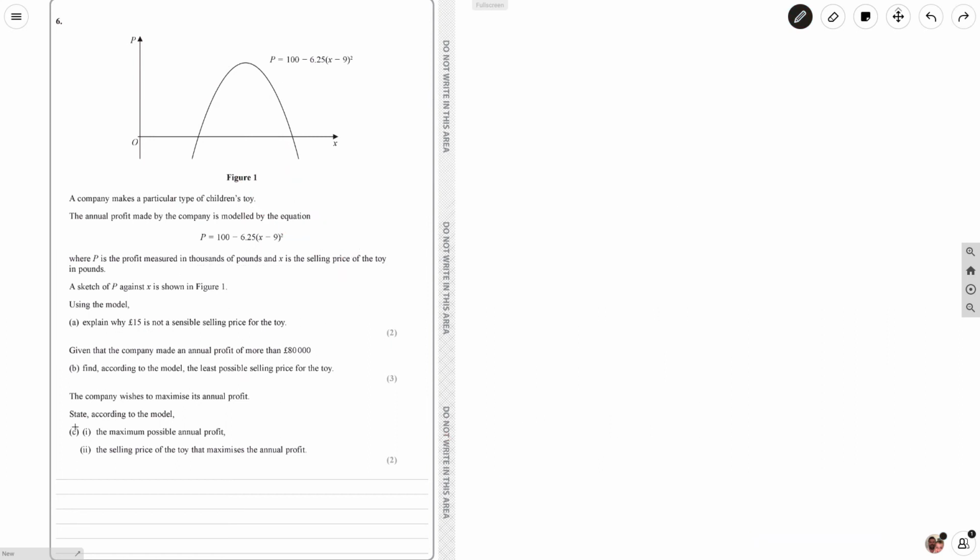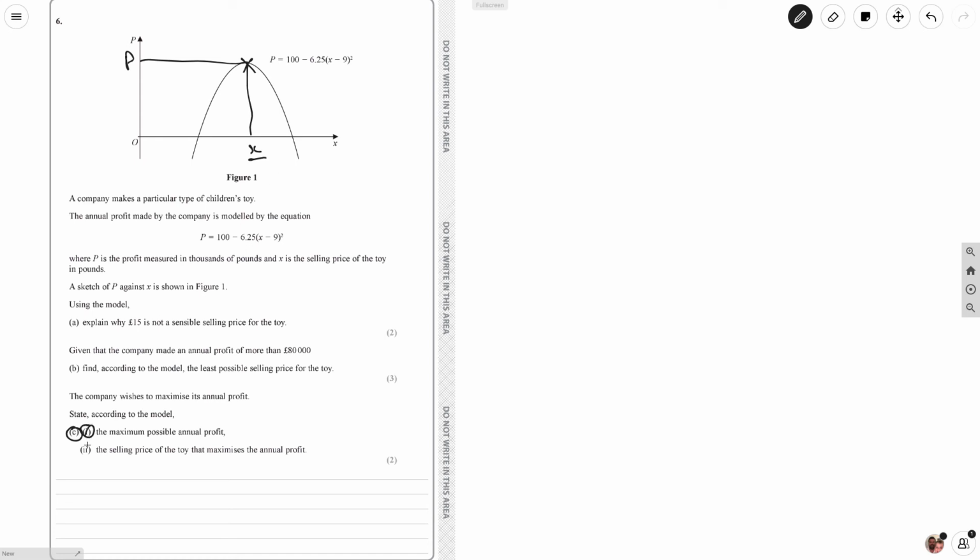So I've cleared the screen so that we can have a look at part C. Okay, so it says the company wishes to maximise its annual profit. All companies would want to maximise their annual profit. Okay, so the coordinate that we looked at the beginning, okay, we said look, this is the maximum of this quadratic, okay, and the maximum profit is going to be the value of P, and the x coordinate of that maximum point is going to be the selling price that the company should sell it at.